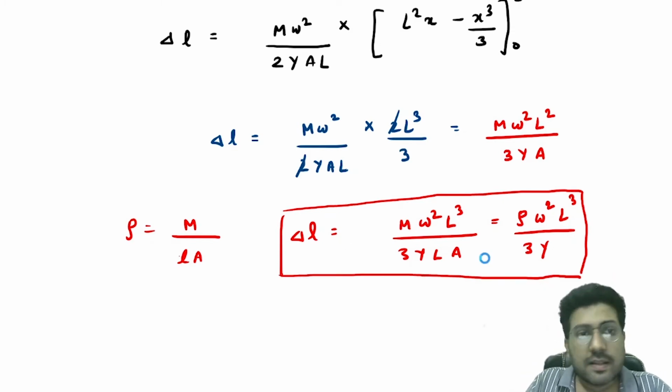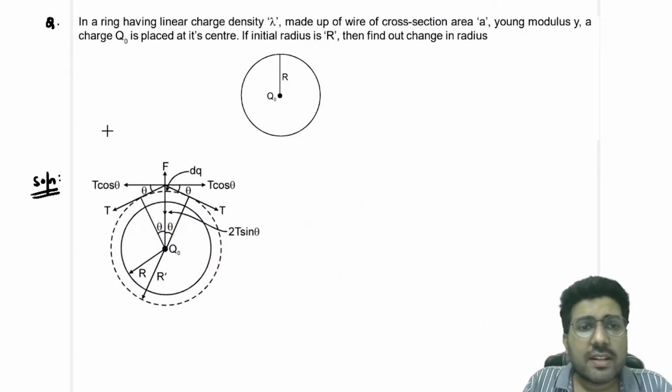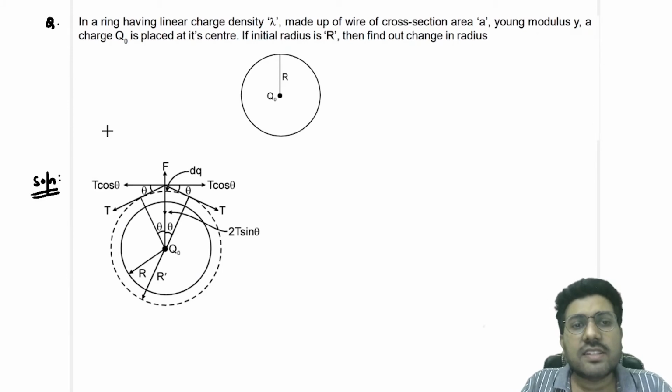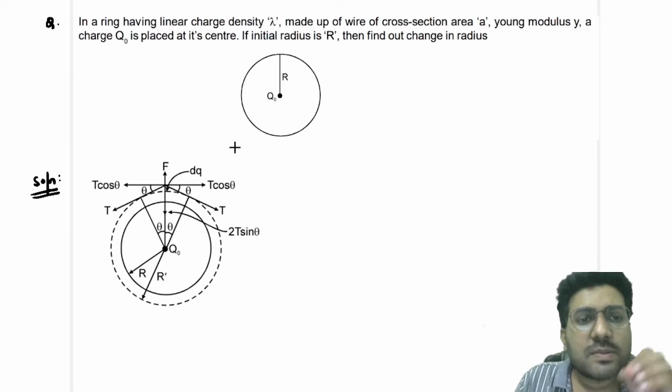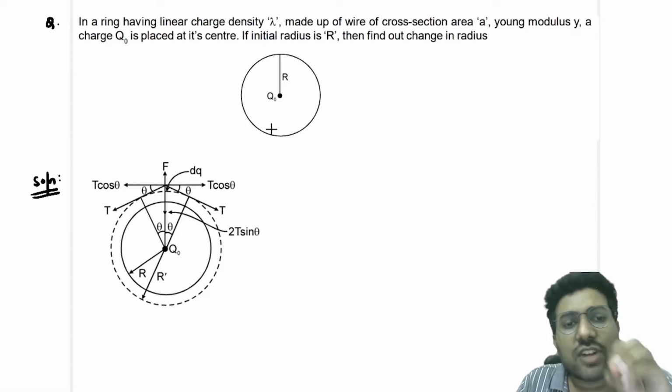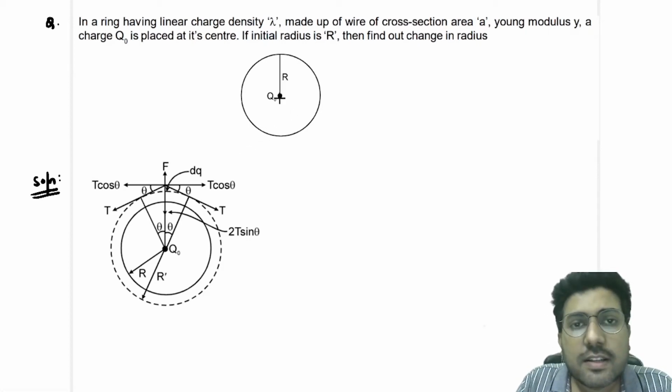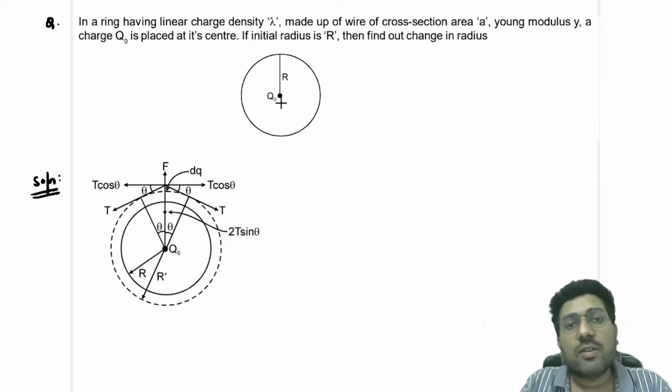Okay. Now in the next question, they have given you a ring which is charged with a linear charge density lambda, and it is made up of a wire of cross section A and Young's modulus Y. Now what happens is a charge Q naught is placed at the center. As soon as the charge Q naught is placed at the center, they are asking you what is the elongation, or what is the change in radius.